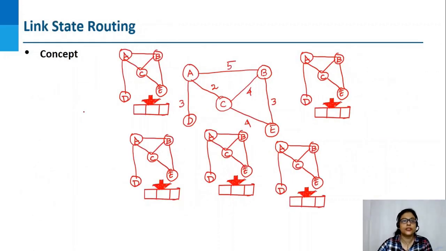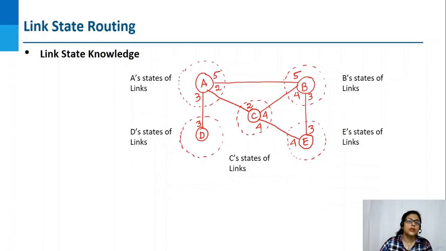Let us now turn our attention to link state routing. Link state routing is a little bit different from distance vector routing, in the sense that as per the previous topology, all the nodes initially should have the same topology with them. After a certain interval of time, they should update their information. So let us look at the situation, how they're updating.